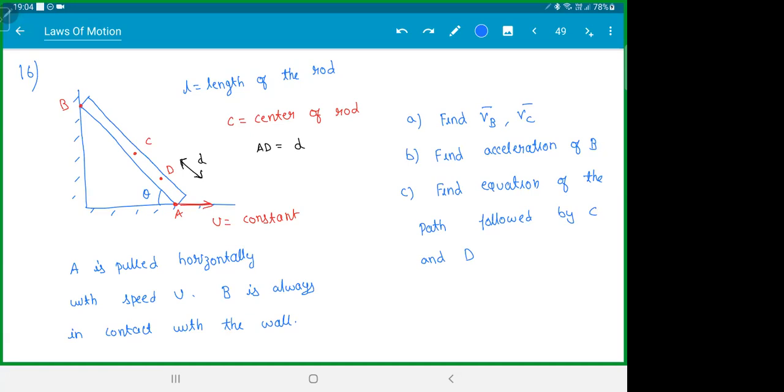Let's see, VB, velocity of B and acceleration will be same. No. How can velocity and acceleration be same? First part, everyone.